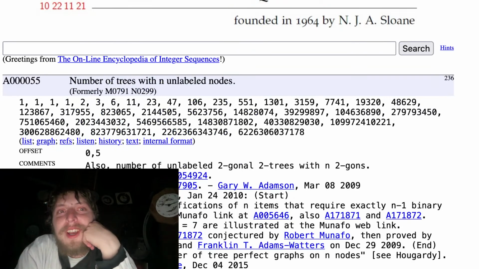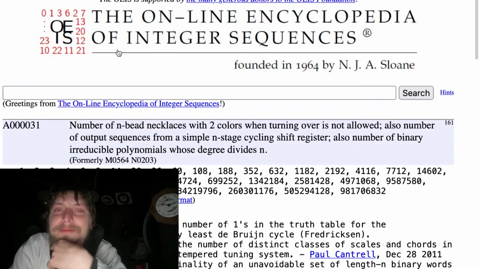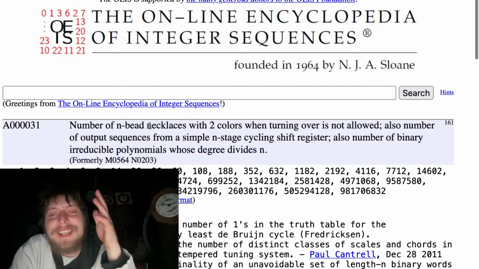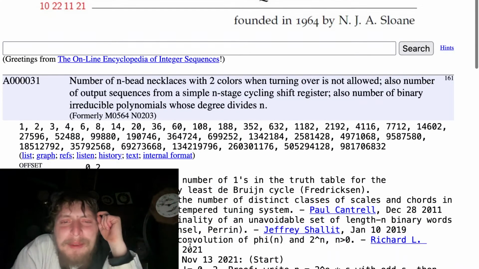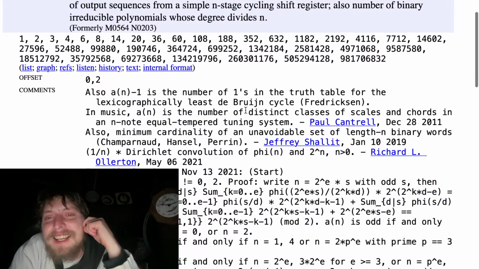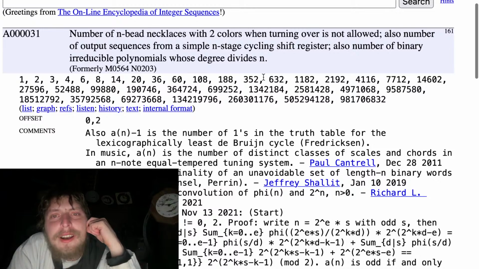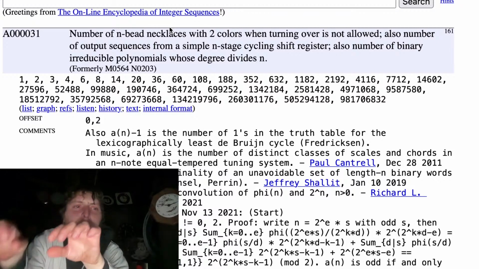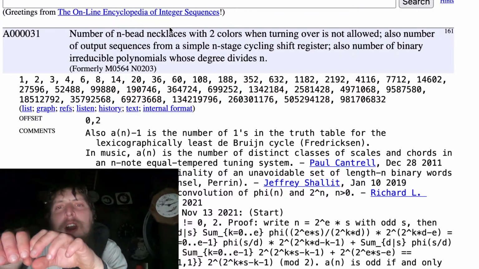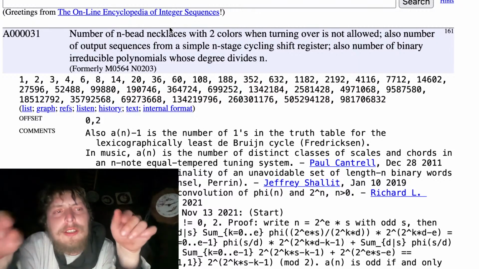So, anyway, what is necklaces? The number of n bead, and so I love that some of these are core. They're like kind of obscure. I don't know if I've ever seen this sequence. Although, whoa, maybe I met it elsewhere, because they say in music it relates to scales and chords. But here, it's the number of n bead necklaces with 2 colors when turning over is not allowed. So you cannot flip. The flip of something is not the same as it. How many ways can you bead 2 colors back and forth?